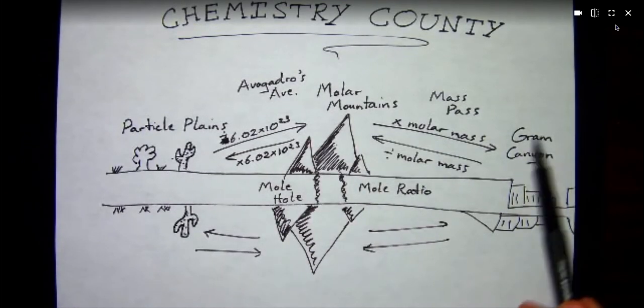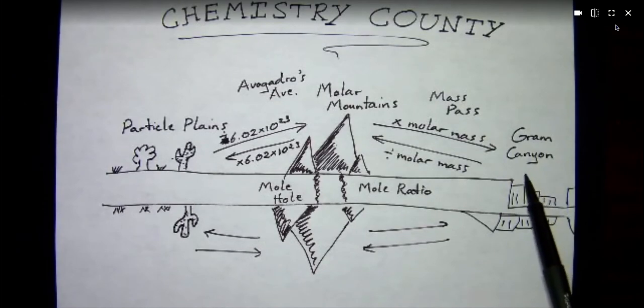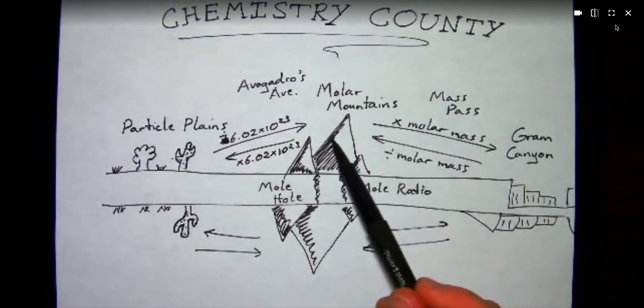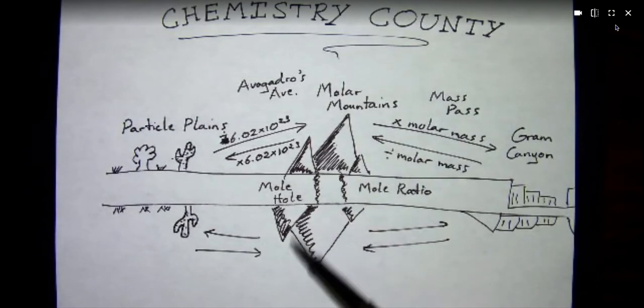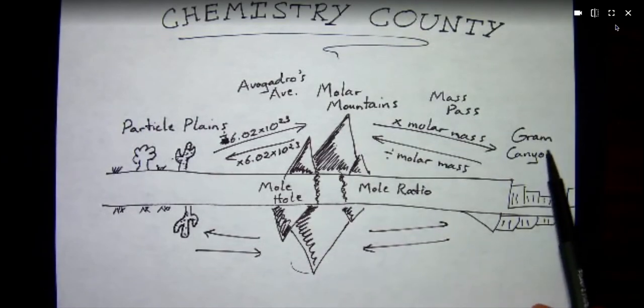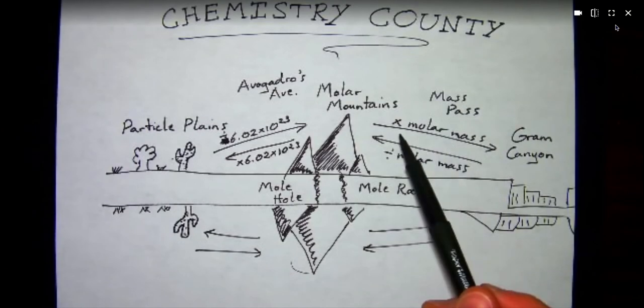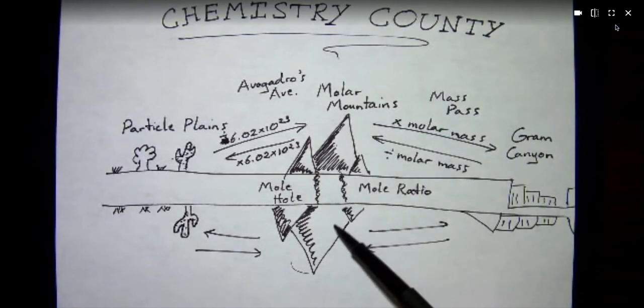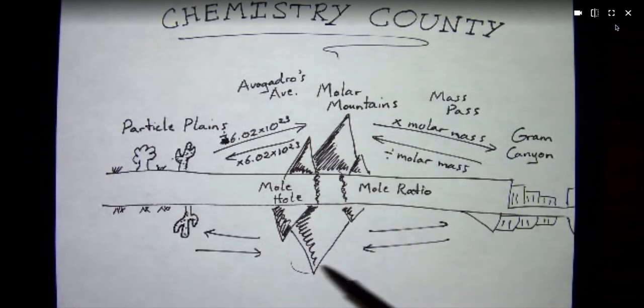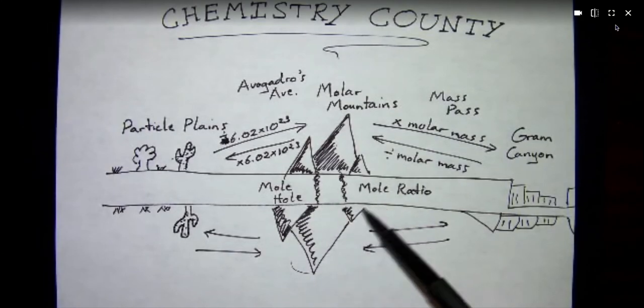Let's say you had that same grams value of a certain substance, and you wanted to know how many moles of a different substance in a balanced equation you would have. Well, you're going to take that gram value, convert it to a mole value, and then use a mole ratio to convert to moles of the other substance. So in other words, you're going to go from the Gram Canyon across the mass pass to the molar mountains, and then through the mole hole to the molar mountains down here.